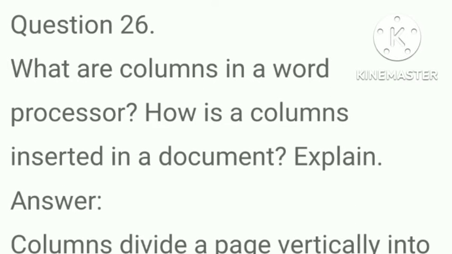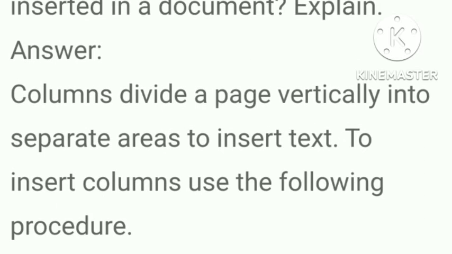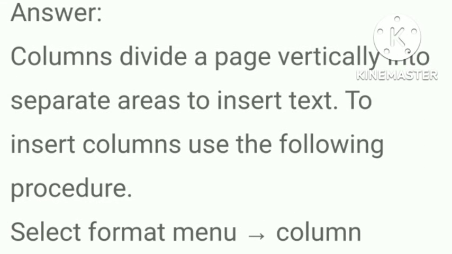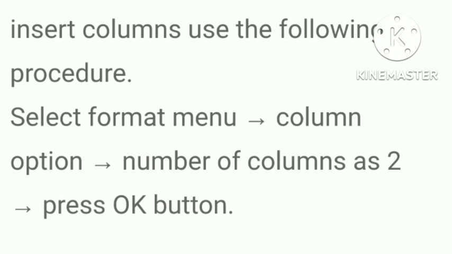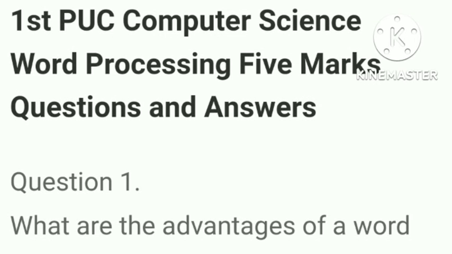What are columns in a word processor? How is a column inserted in a document? Explain. Answer: Columns divide a page vertically into separate areas to insert text. To insert columns, use the following procedure. Select Format menu, Column option, number of columns as 2. Press OK button.